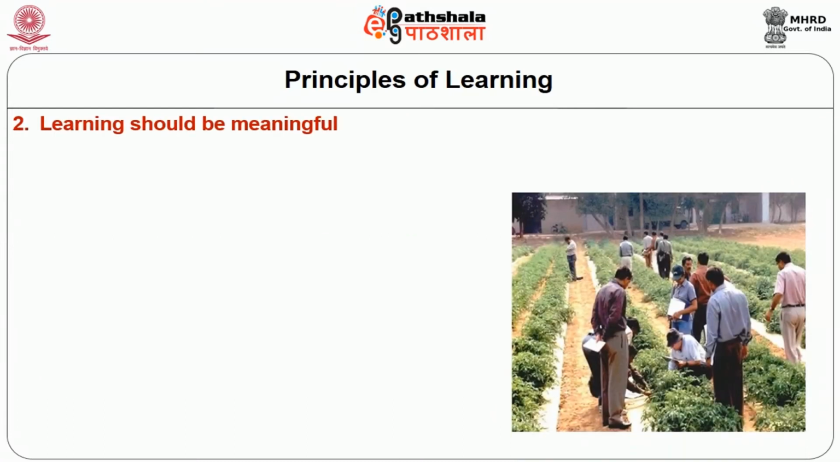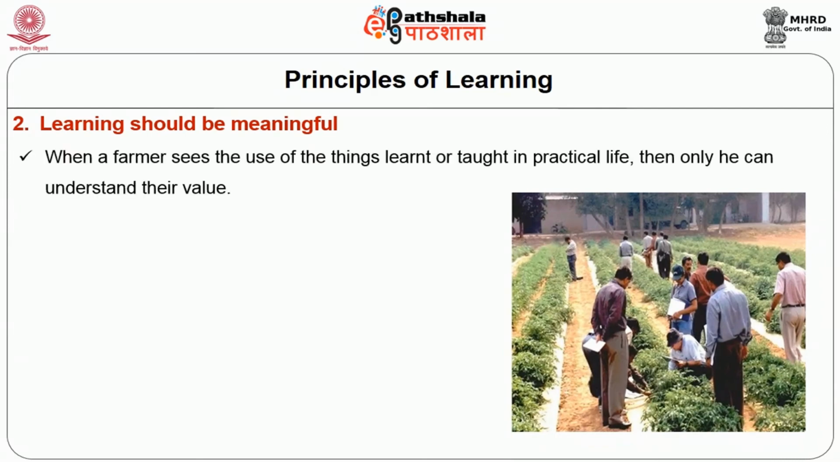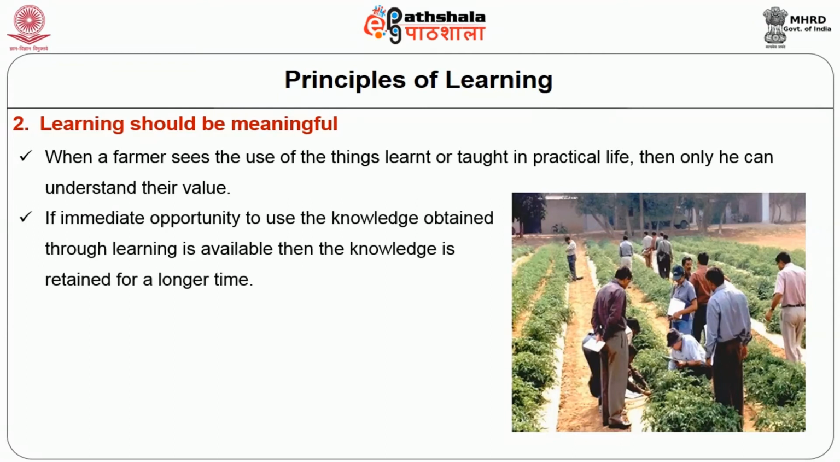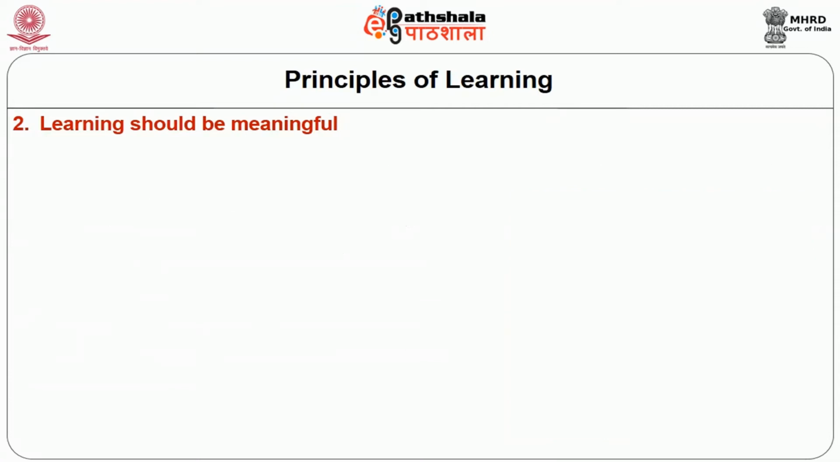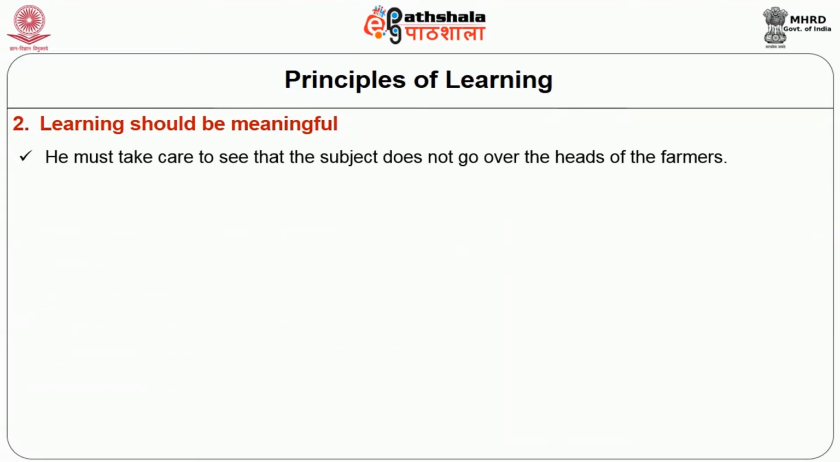Number 2, learning should be meaningful. When a farmer sees the use of the things learned or taught in practical life, then only can he understand their value. If an immediate opportunity to use the knowledge obtained through learning is available, then the knowledge is retained for a longer time. Therefore, the extension worker should place the objectives of learning very clearly and meaningfully before the farmers. He must take care to see that the subject does not go over the heads of the farmers.